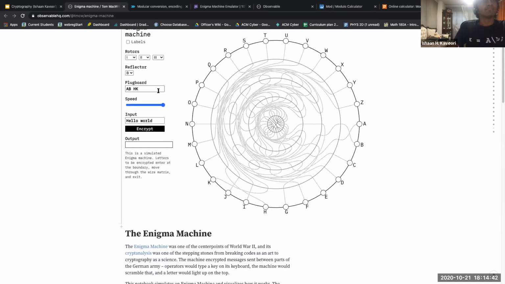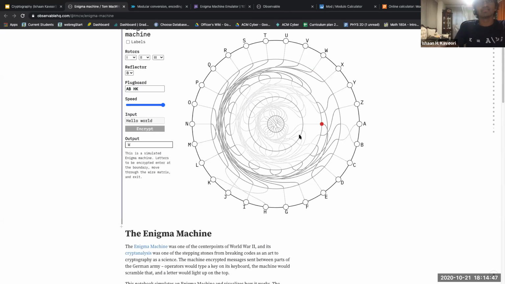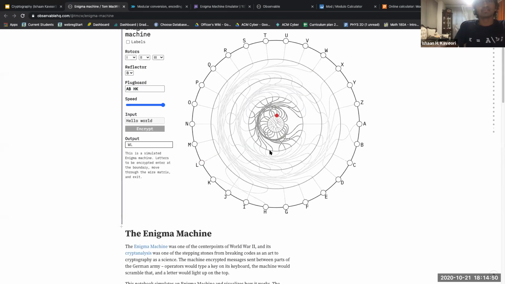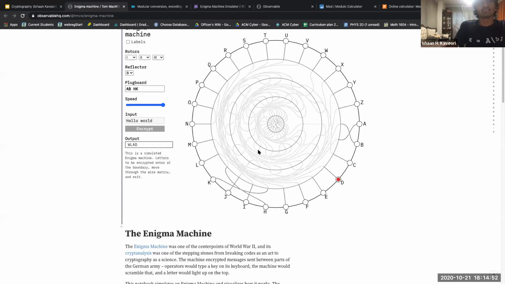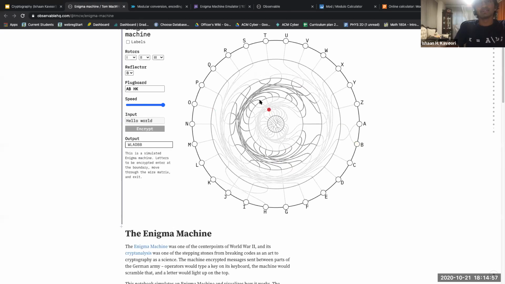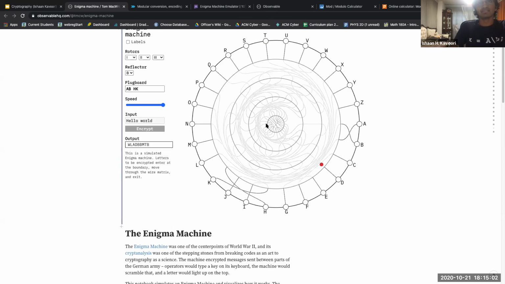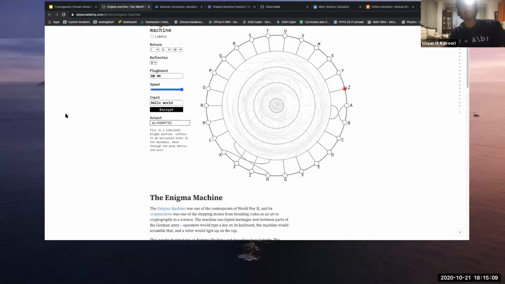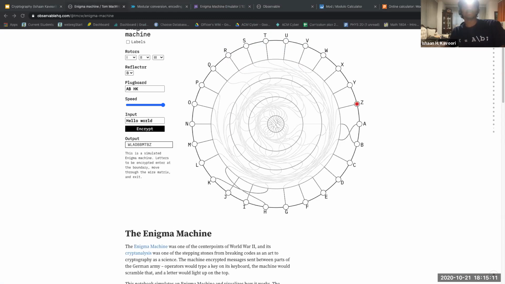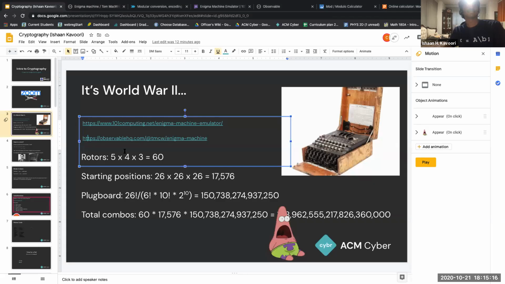And if you input something like that, you could see how each letter gets put in and then out in a very complicated fashion. Basically, there's a lot of redundancy here to make sure that it's really, really difficult to decrypt. In fact, the Germans thought that this code was just unbreakable. But of course, it did get broken. Let's go back to the slides.